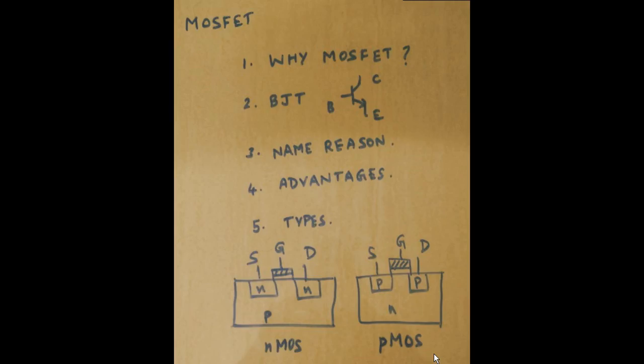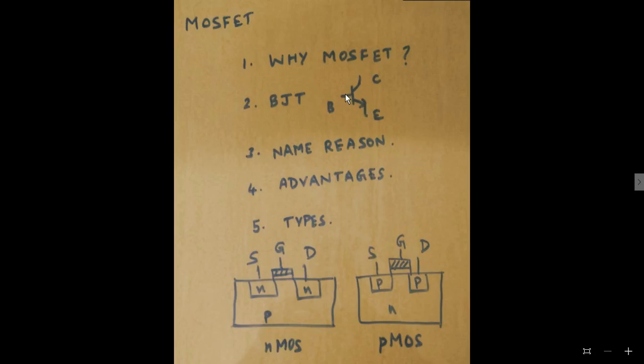Hello guys, in this video let's see about the basics of MOSFET in detail. Before going into the basics of MOSFET, let's see about BJT and its advantages as well as disadvantages. A BJT is a bipolar junction transistor with three terminals. Base is the control input, and collector and emitter are the other two terminals, which will be in on or off condition depending on the base input.